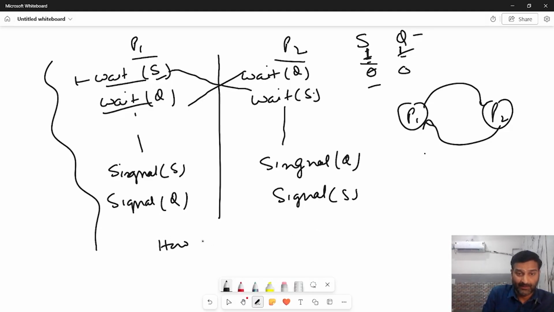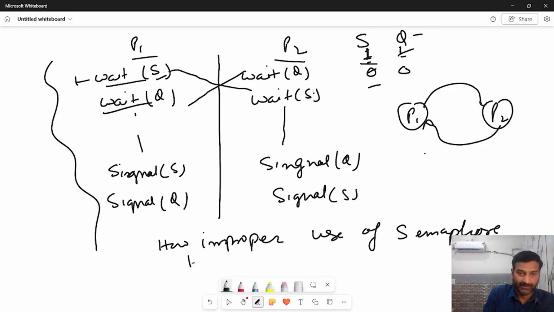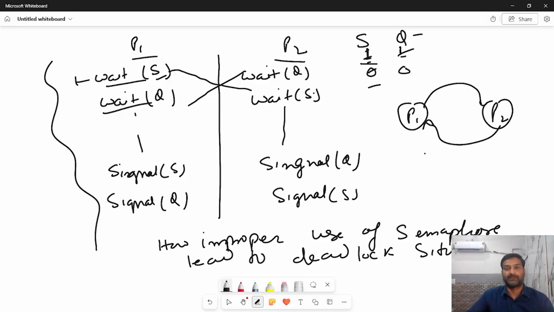and it also explains how improper use of semaphore leads to deadlock situation. So this is the meaning of deadlock. Now let's move ahead and try to understand what the deadlock characterization is.